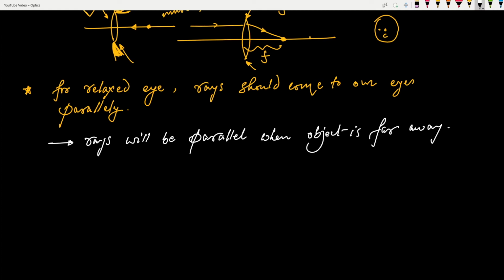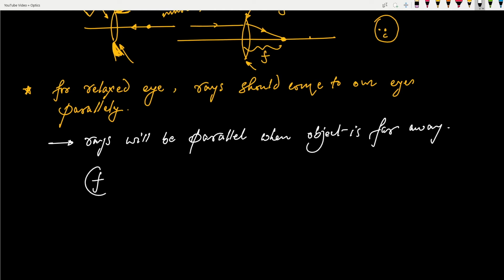Now we want to look into the image that is formed due to the microscope. We want to look into that image in such a way that our eyes do not get fatigued or strained. Therefore, the image that should be formed should be at infinity. Then if we look into that image, our eyes will not get fatigued, isn't it?